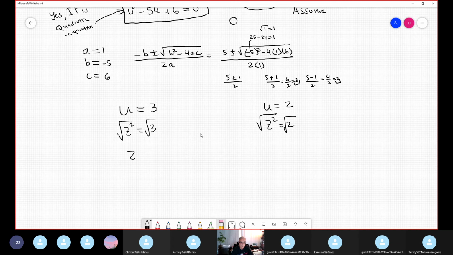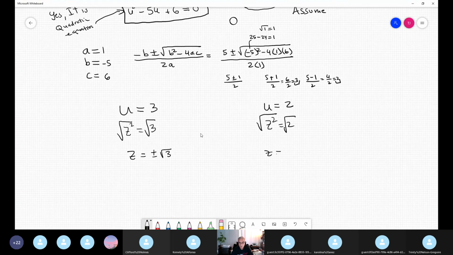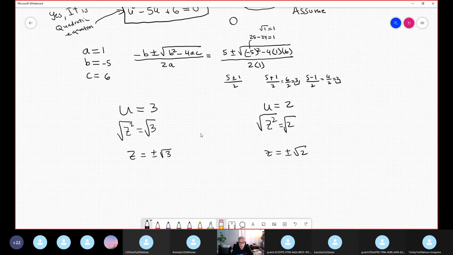So C alone is equal to plus and minus radical 3. Please don't forget the plus and minus. Anytime you take a square root, you put plus and minus in the solution. Likewise here, plus and minus radical 2. So the solution set consists of 4 solutions: plus and minus radical 3, and plus and minus radical 2.